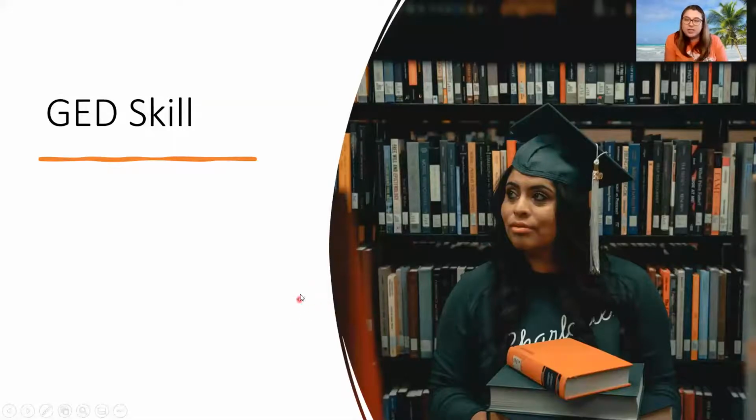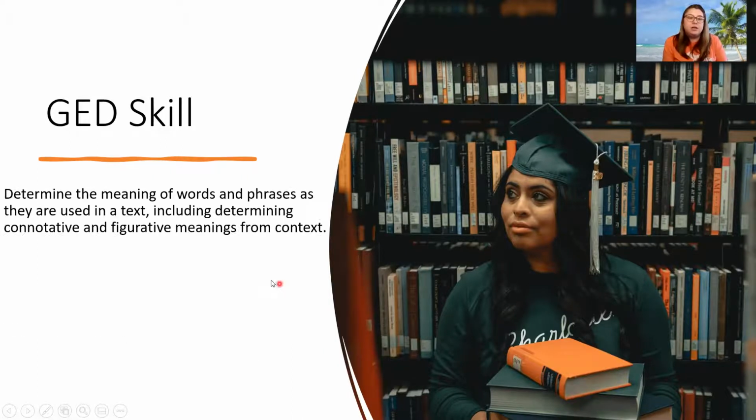So, what GED skill will we be practicing today? This lesson is primarily part of our word parts unit, so our GED skill focuses on word parts. The skill that we've been practicing is the ability to determine the meaning of words and phrases as they're used in a text, and that includes determining connotative and figurative meanings from context.